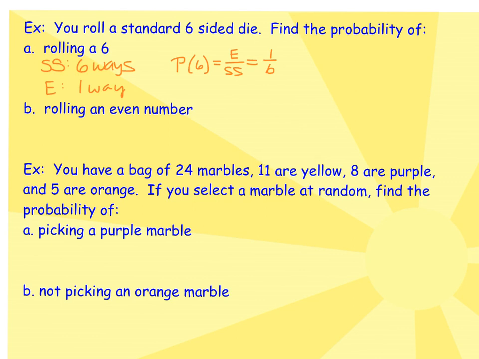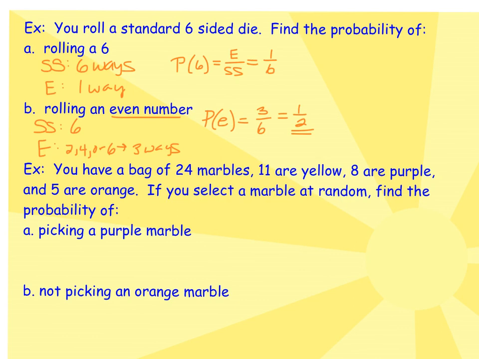As you change the type of event, your probability can become bigger or smaller. The probability of rolling an even number. So now our sample space stays the same. There are still 6 ways that it could land, but our event, an even number, would be a 2, a 4, or a 6. That means there are 3 ways that we could have our event happen. The probability then that we would land on an even number on the die would be 3 out of 6, or 1/2. It's more likely to land on an even number than it is to specifically land on 6.